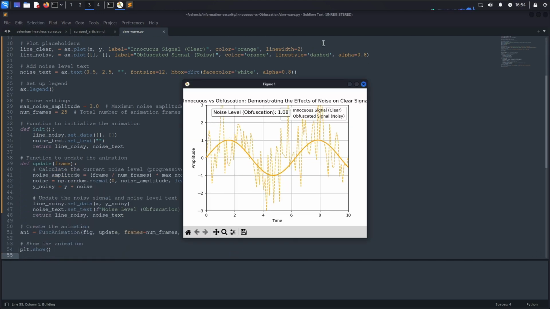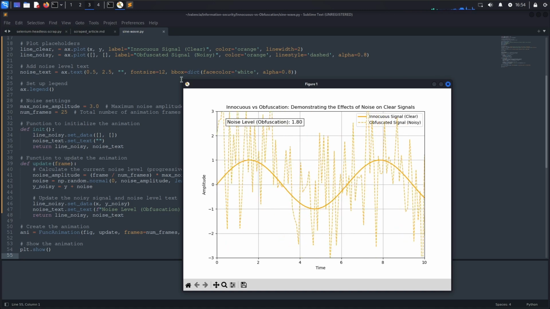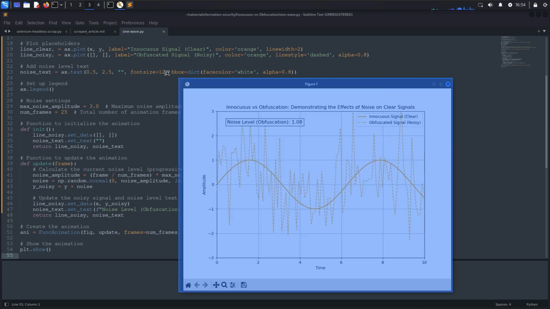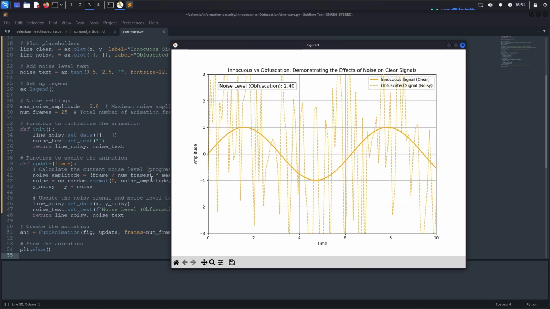These visualizations help bridge the gap between theoretical concepts and practical understanding by using Python to showcase how clear signals, innocuous, can be altered to obscure their original form, obfuscation.